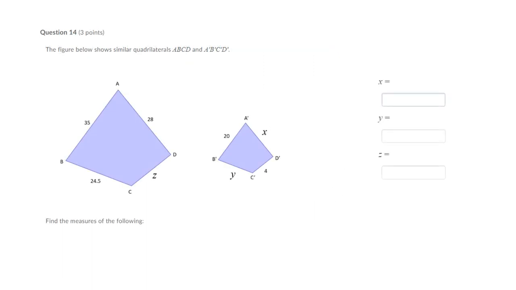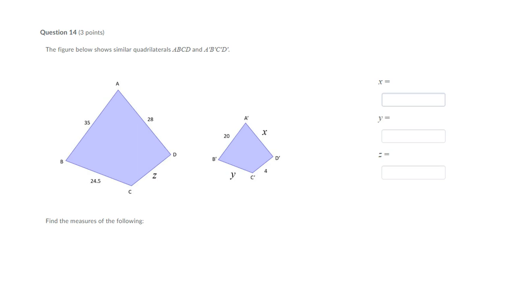For question 14, you're given this figure here, which shows similar quadrilaterals A, B, C, D, and A prime, B prime, C prime, and D prime. And you're given all these side measurements, except there's 3 that are missing. You have 2 of them on the smaller quadrilateral, and you have 1 on the bigger quadrilateral.